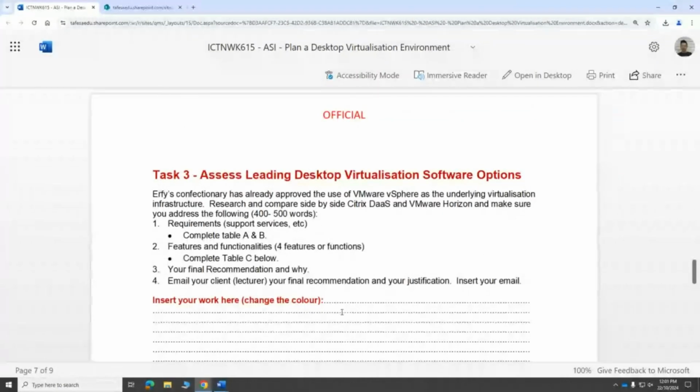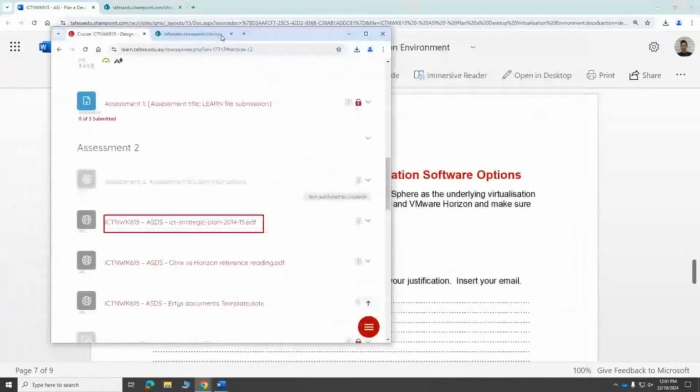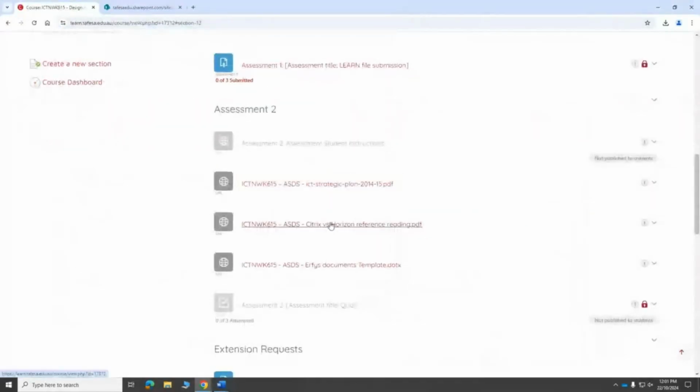Okay, so what we're doing is we're looking at desktop virtualization software. We talked about Citrix, DaaS, Desktop as a Service, and VMware Horizon, which is what we're learning about in the subject, okay? Basically we need to complete table A and B, and table C, and your final recommendation, and you put an email in, a bit like what we did before. But now getting back to what is that one, that's this link here, all right?